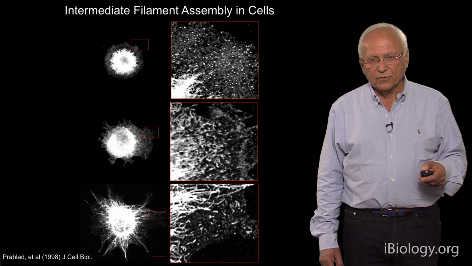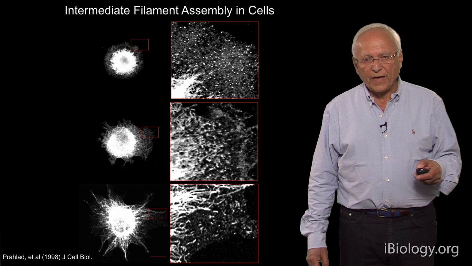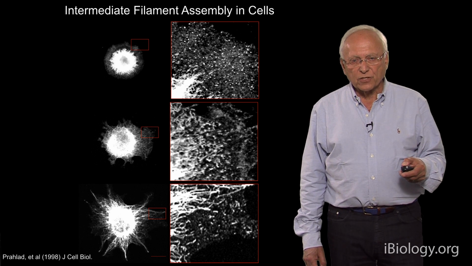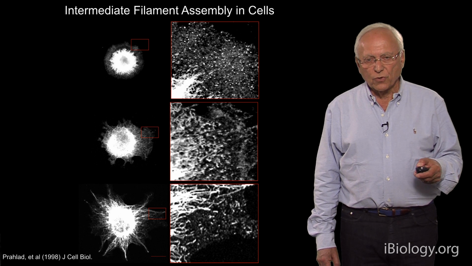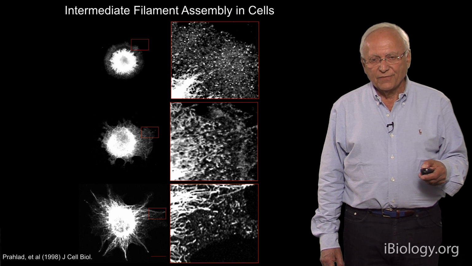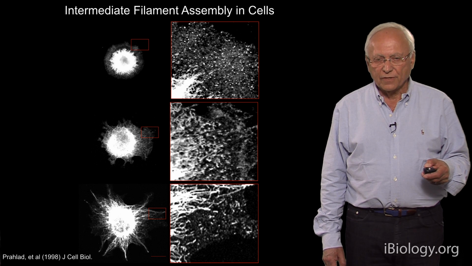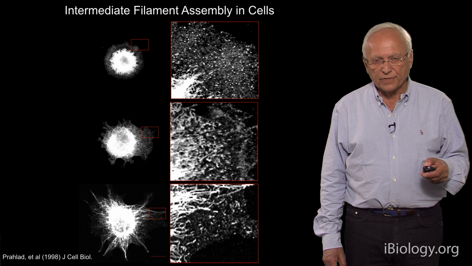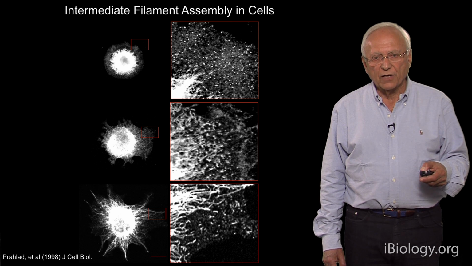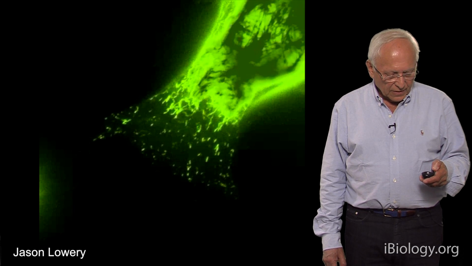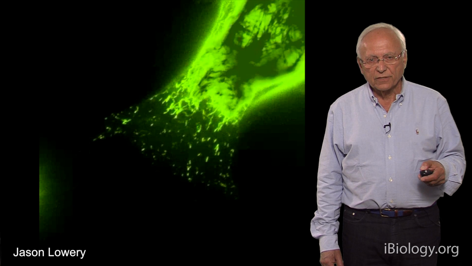In the middle slide, you can see, in fact, that as the cell spreads, small filaments or short filaments, which we call squiggles, form. And then these squiggles appear to link end to end, as we saw in vitro, to form longer and longer filaments until a fully formed mature network is formed in spread cells. Movies of this reveal how dynamic this process, in fact, is.